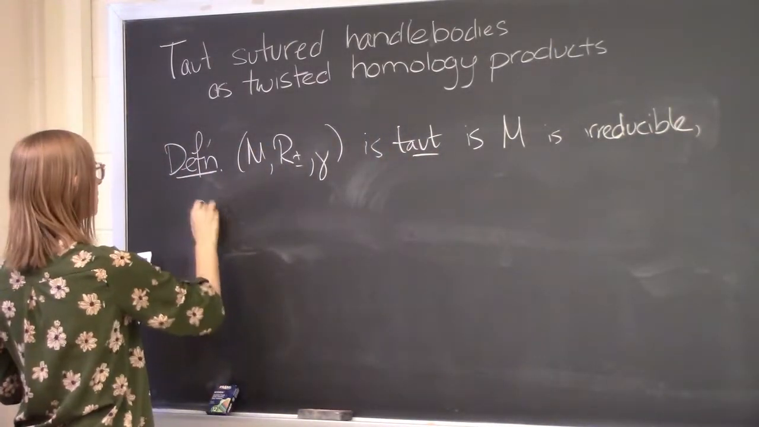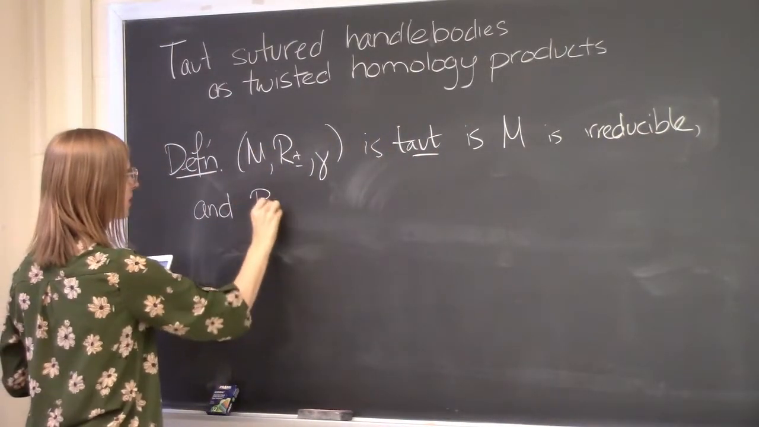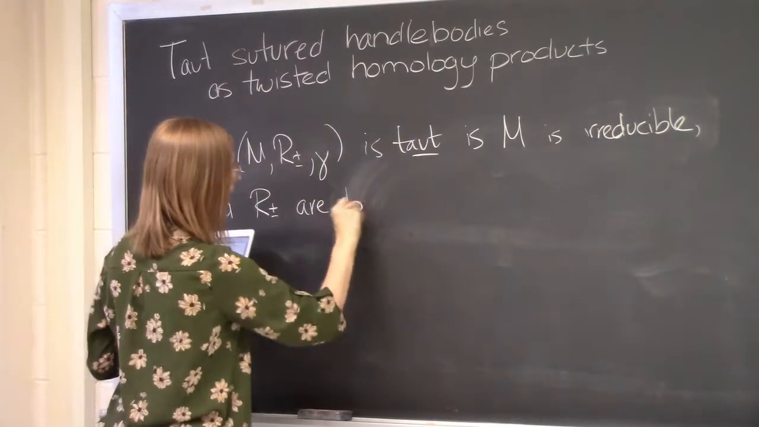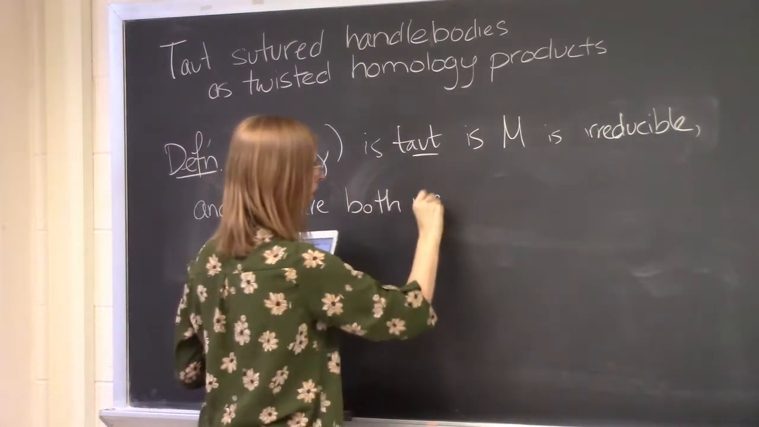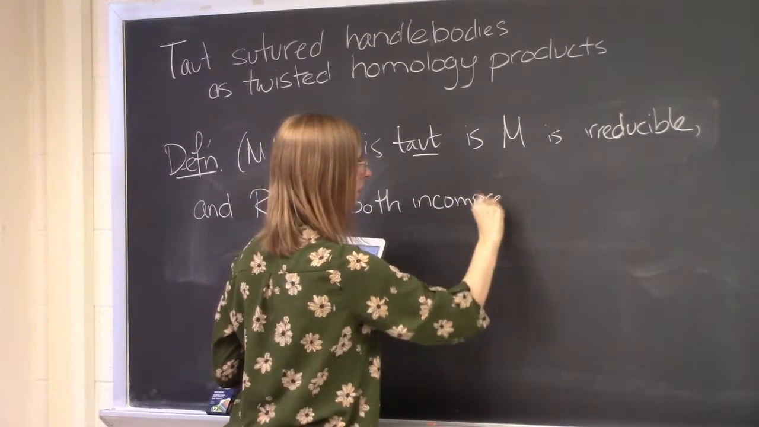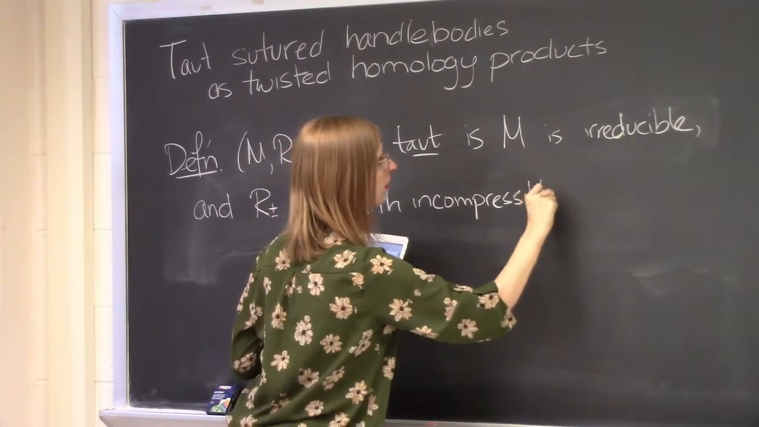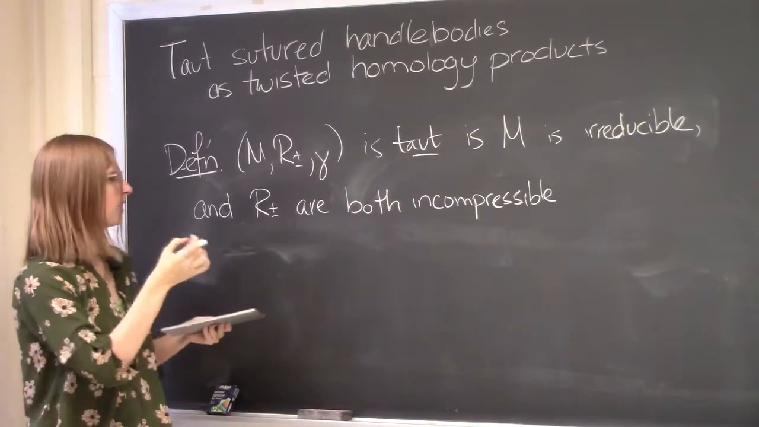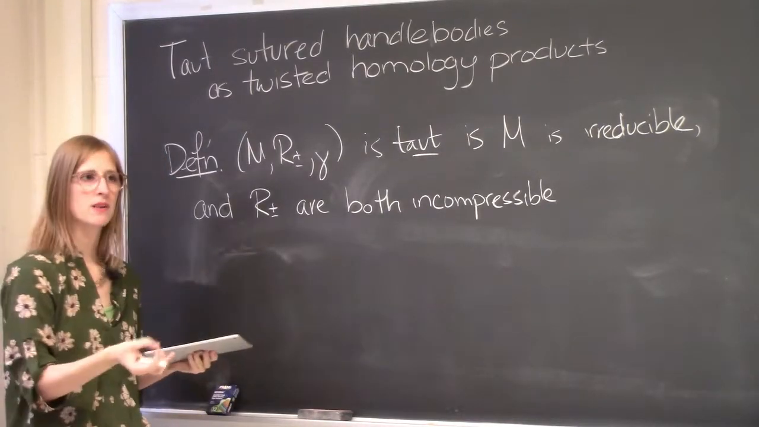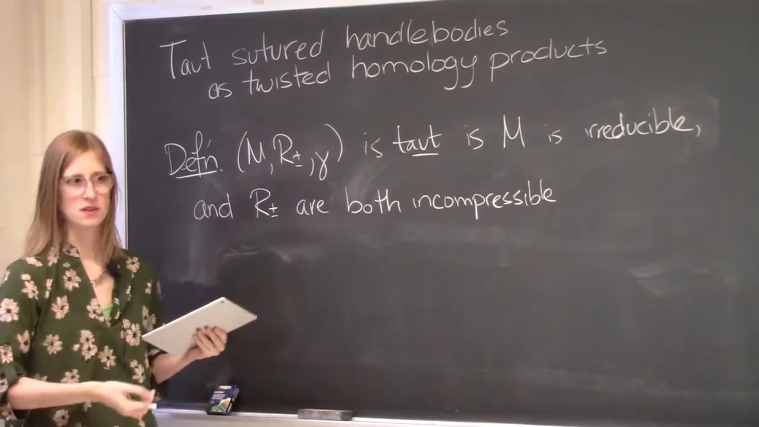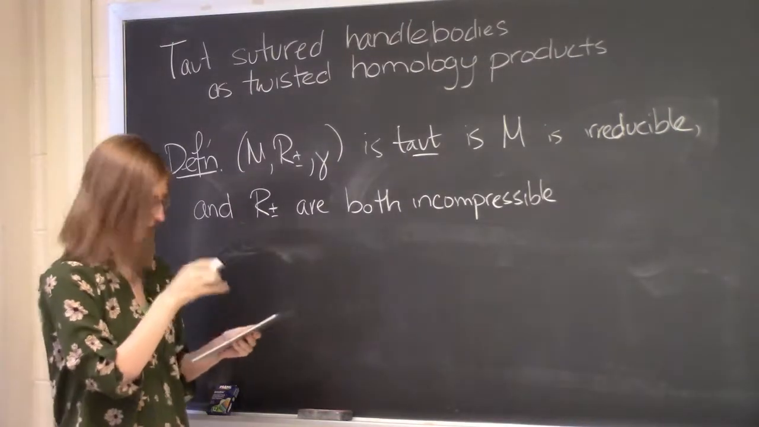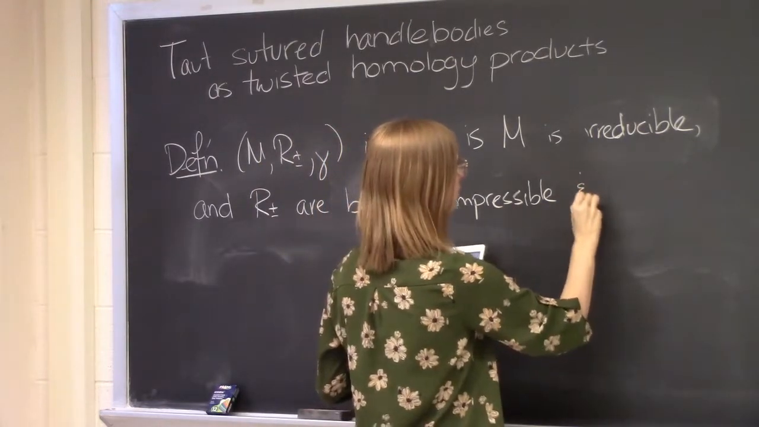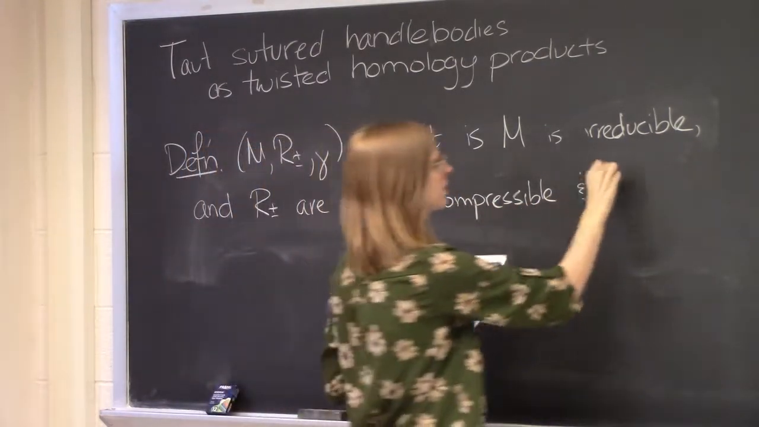And then we want our boundary subsurfaces R plus and minus to be incompressible. So any loop in R plus or minus which bounds a disk in M actually bounds a disk in that subsurface itself. So we want it to be incompressible and, related to our notion of complexity, Thurston norm minimizing.